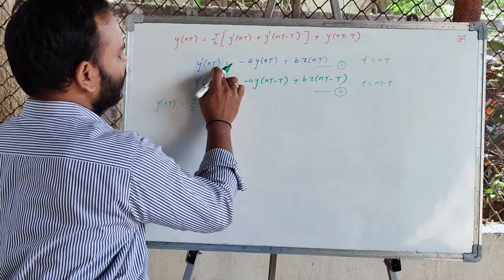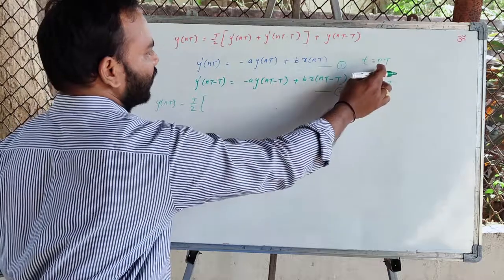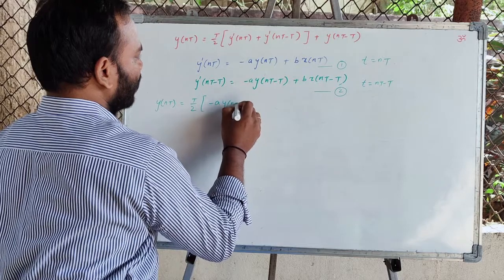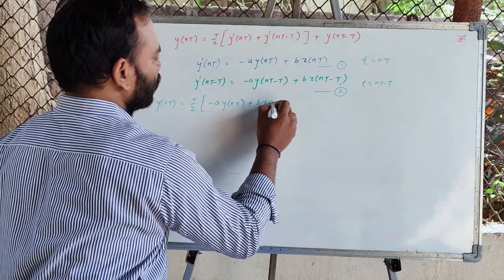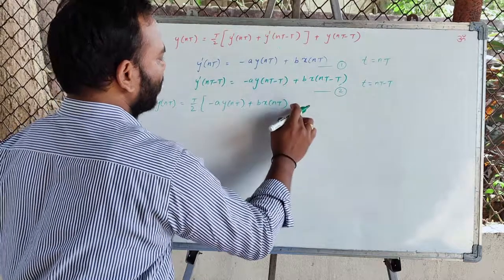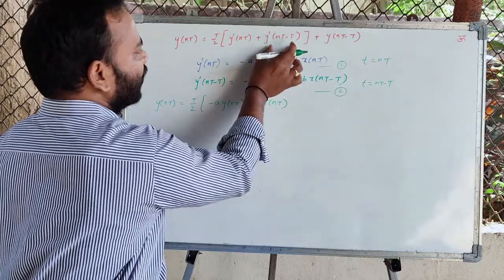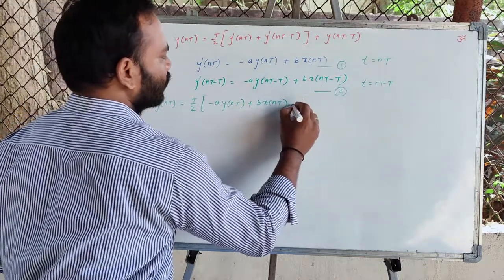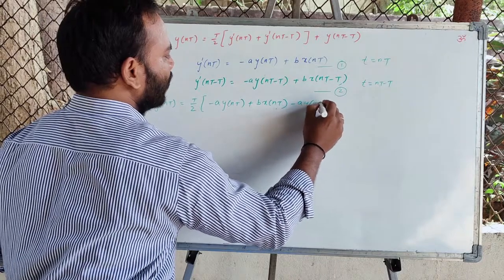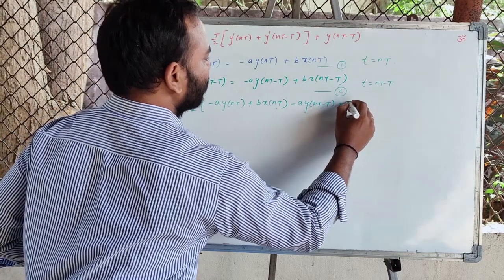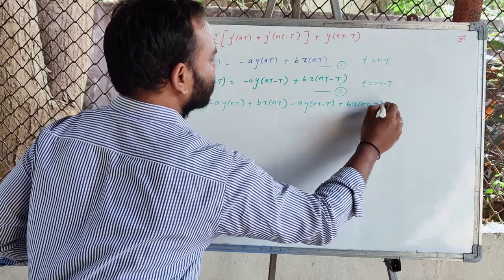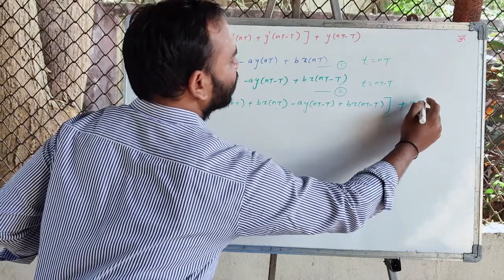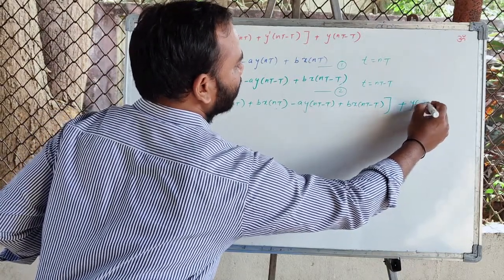Here y dash of nT, that is first derivative evaluated at t is equal to nT, is minus a y of nT plus b x of nT. Next, the derivative evaluated at t is equal to nT minus T, and that is equation 2. So minus a y of nT minus T plus b x of nT minus T, and plus the value at t is equal to t naught, that is y of nT minus T.